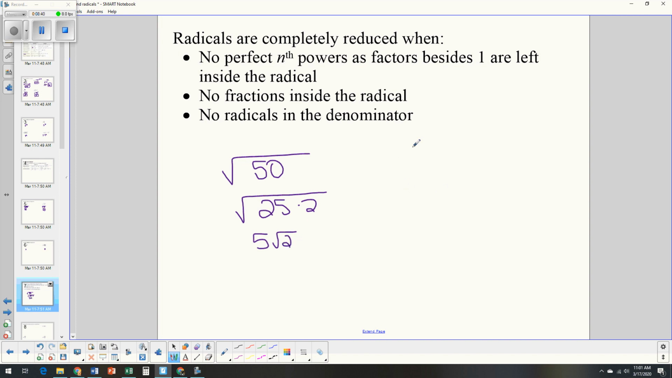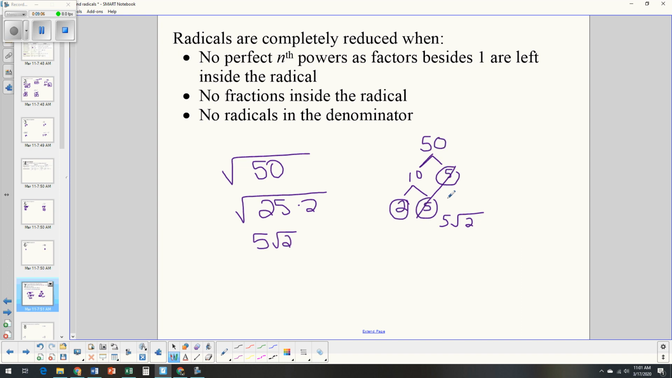You also might recall that we looked at it as a tree. We took 50 and broke it down to maybe 10 times 5. 10 can be broken down further to 2 times 5. Both of those are primes, and 5 was a prime. For square roots, anytime you had a partner, they got to go out together as 5, and whoever didn't have a partner stayed in.